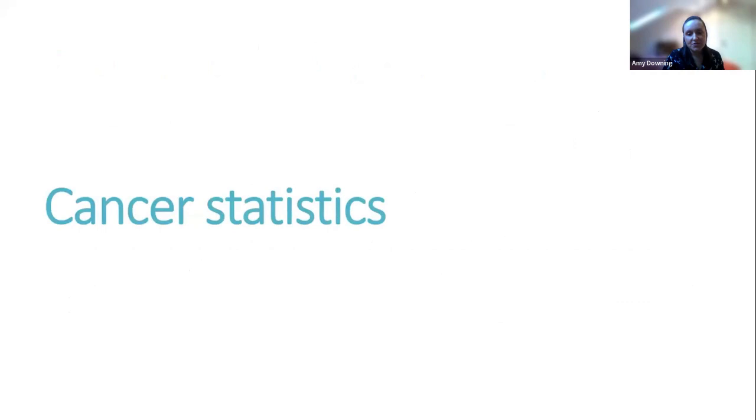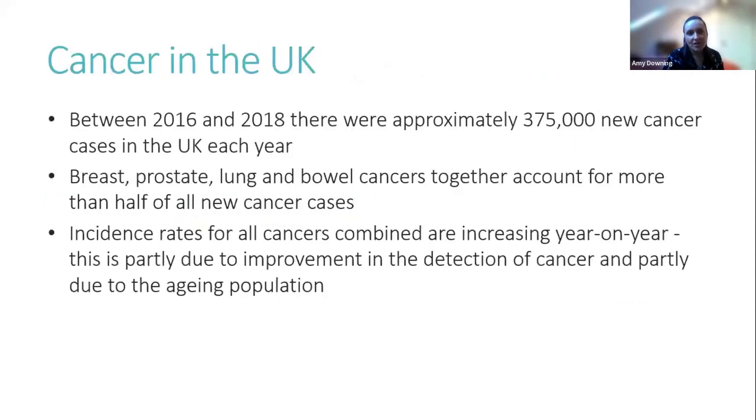I'm now going to move on to talk briefly through some cancer statistics, starting with the UK. Between 2016 and 2018, there were approximately 375,000 new cancer cases each year. Four main cancers account for over half of all new cases: breast, prostate, lung, and bowel cancers. The incidence rates for all cancers combined are increasing year on year. This is partly due to improvements in the detection of cancer, and partly due to the aging population, people surviving for longer, and the fact that cancer is more common at older ages.